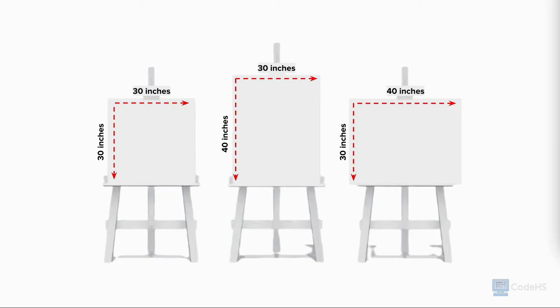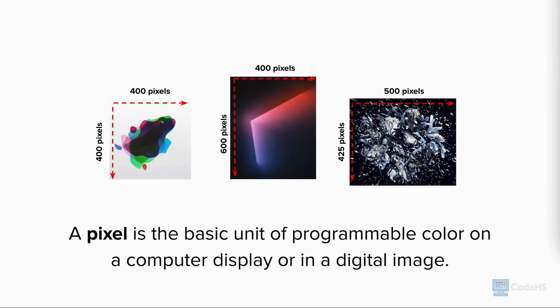Canvas sizes are generally measured in inches or centimeters. Digital art also comes in different shapes and sizes. The canvas for digital art is not measured in inches, but rather pixels. A pixel is the basic unit of programmable color on a computer display or in a digital image.